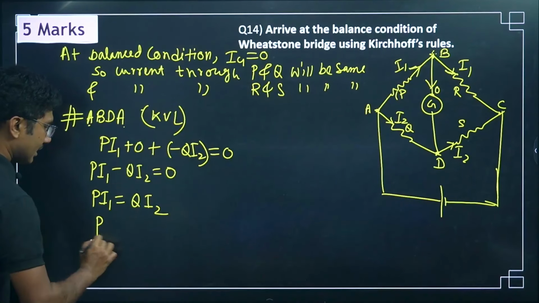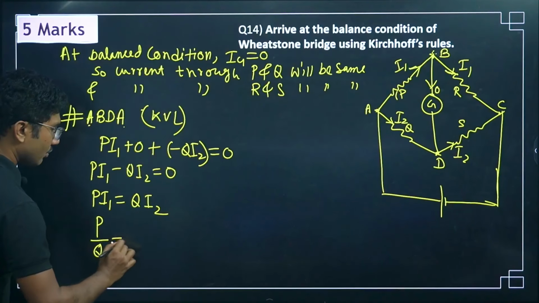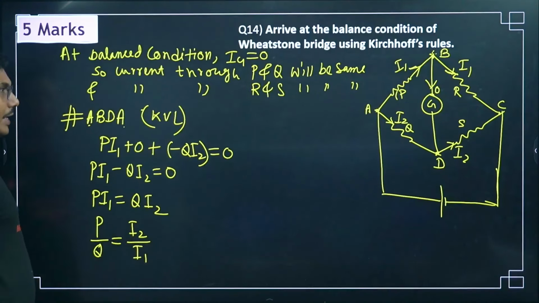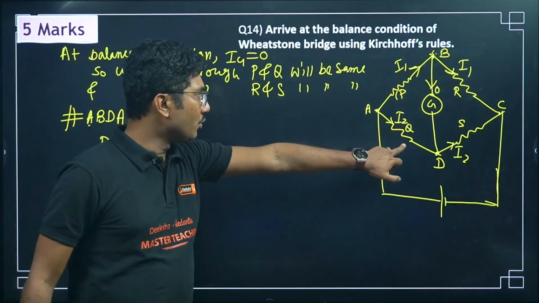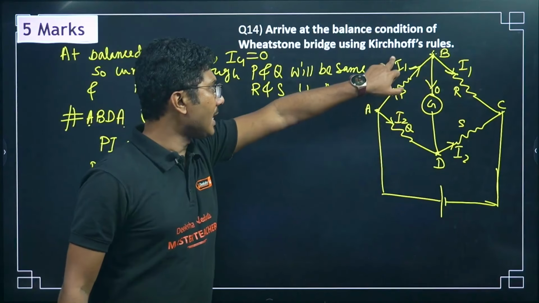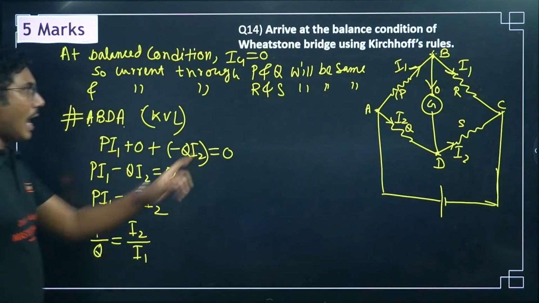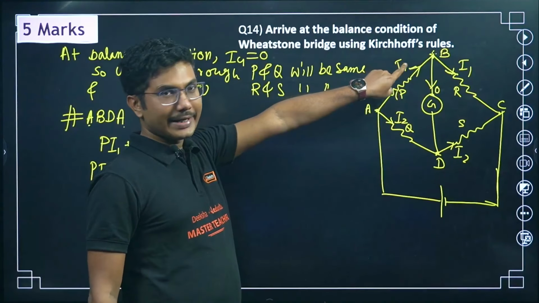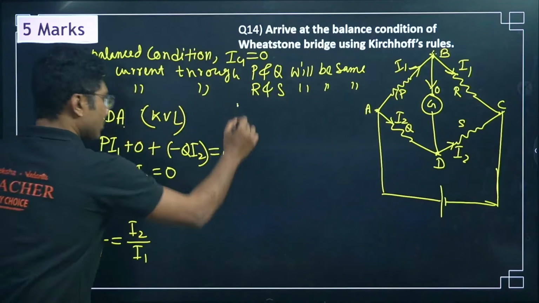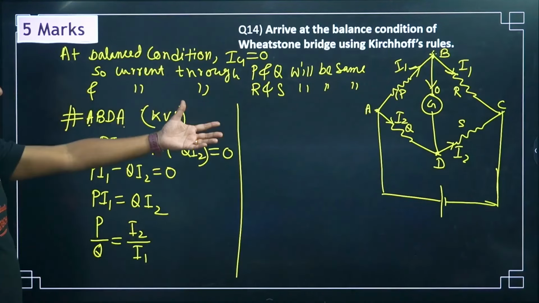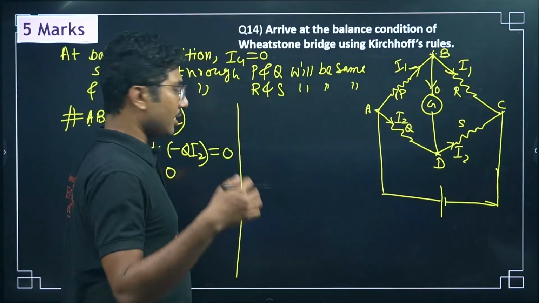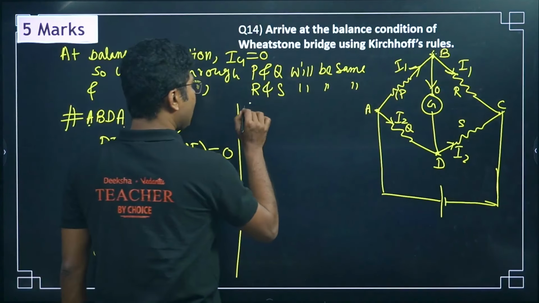And P by Q equals I2 by I1. So P by Q, upper by lower, equals lower current divided by upper current. Why is it important? Because for the next loop, we will just apply it without solving.